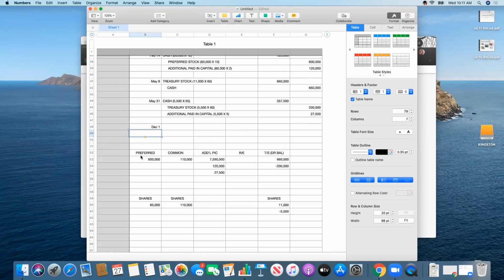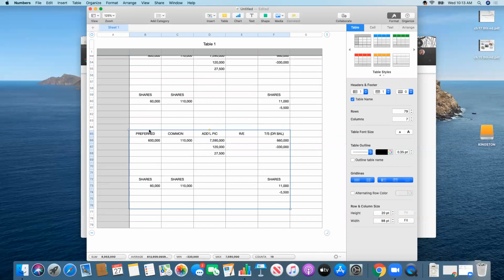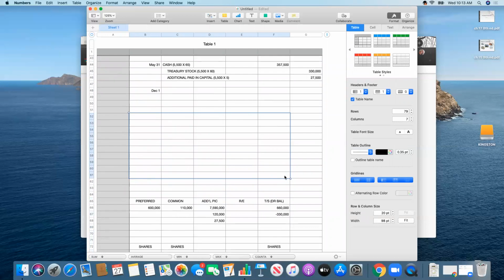This is where my not being familiar with this program works against me. It doesn't work like Excel, so I have to do something different here. Let's see. Just get rid of this. Sorry.